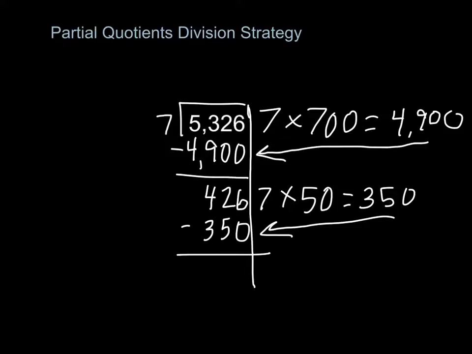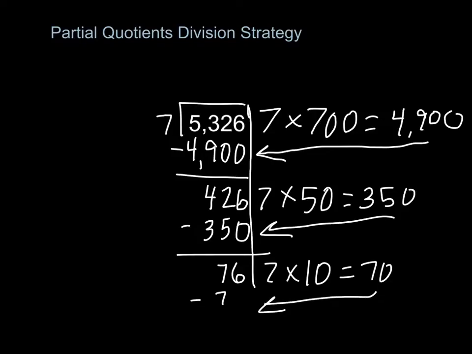Again, I'm going to use my strategy that I did before. I know from 350 to 400 would be 50, and then from 400 to 426 is 26, so 50 plus 26 is 76. From here, again, I'm going to ask myself that same question. What can I multiply by 7 to take a big chunk away from what's remaining? I know 7 times 10 is 70. So I can take that chunk away. And then I'm left with 6.